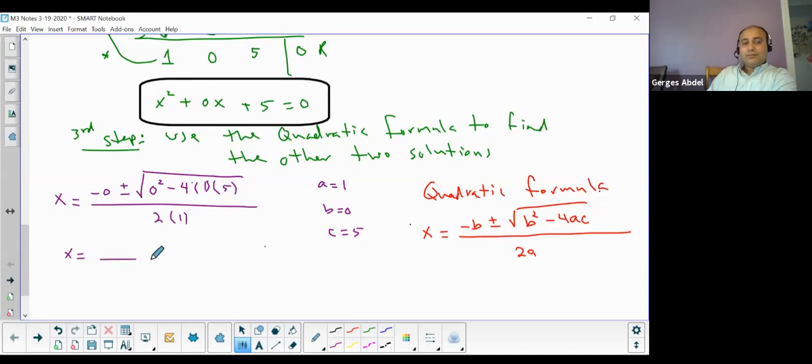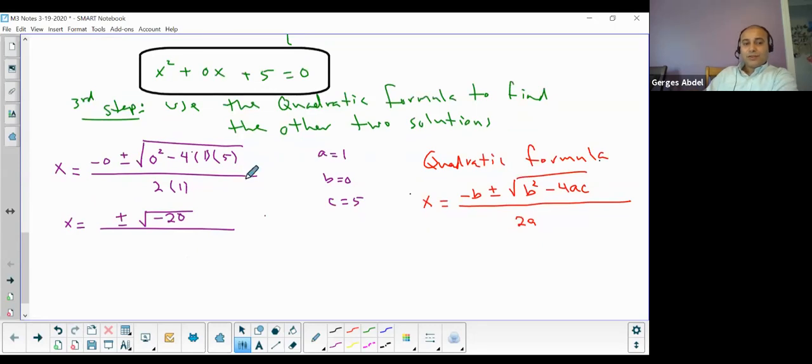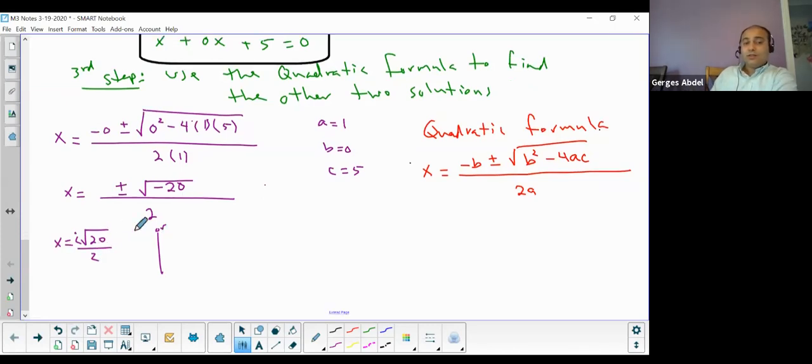So that gives you x equals negative B, negative 0, which is the same as just 0, plus or minus square root of negative 4 times 5, that's negative 20. Divide by 2. Okay, now your final answer will be either or, x equals square root of negative 20. Obviously because there's a negative inside the square root, it's going to be i on the outside, square root of 20, divide by 2. And remember, you cannot cancel the 20 with the 2, because in reality, this is not 20. This is square root of 20, all right? So you cannot.